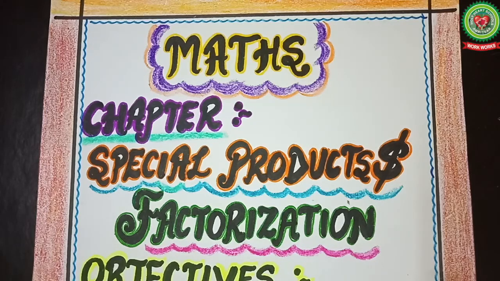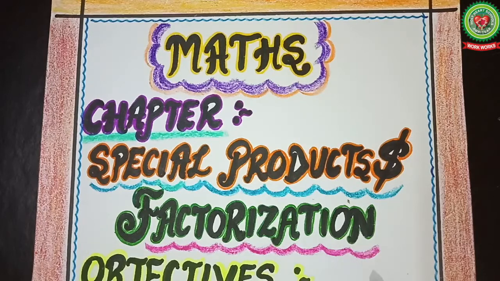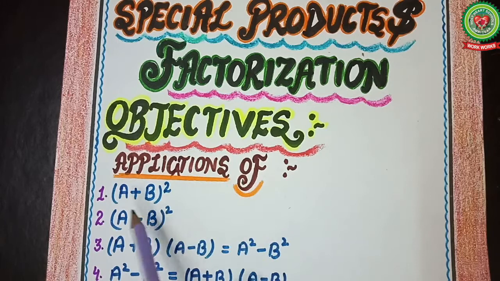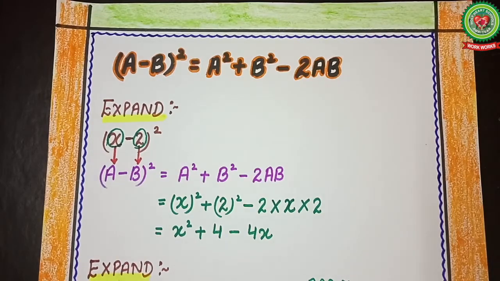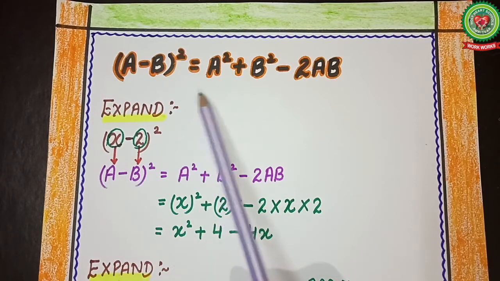Dear students, we had just started this chapter Special Products and Factorizations, and in the last video we had done some applications regarding the identity (a + b)². So today's video is going to be about the applications of (a - b)². So let's get started.